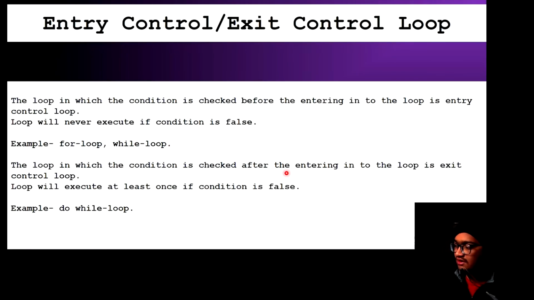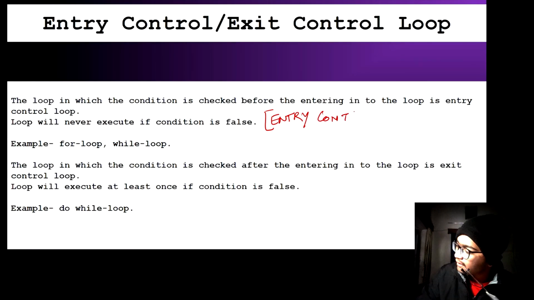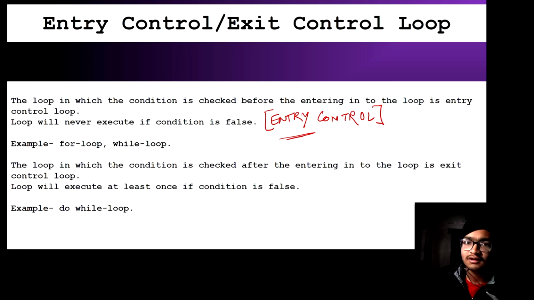The loop in which the condition is checked after entering into the loop at least once is called the exit control loop. So the loop will execute at least once even if the condition is false. It is the do while loop. This is the definition of the entry control loop, which controls the entire loop at the entry only, and this one is the definition for the exit control loop.